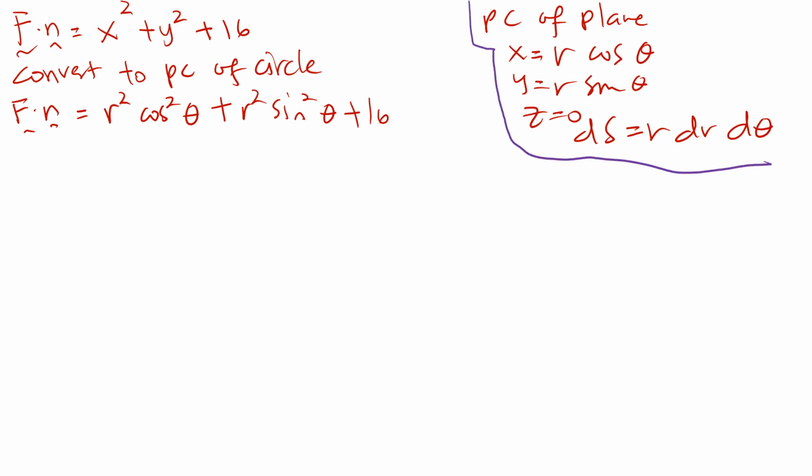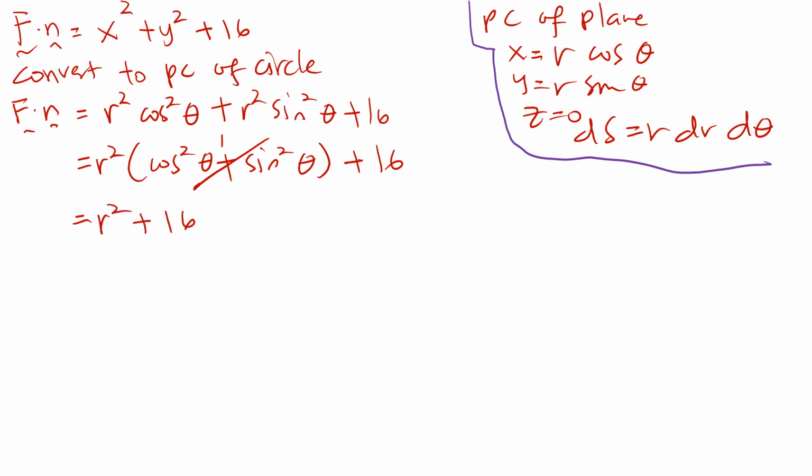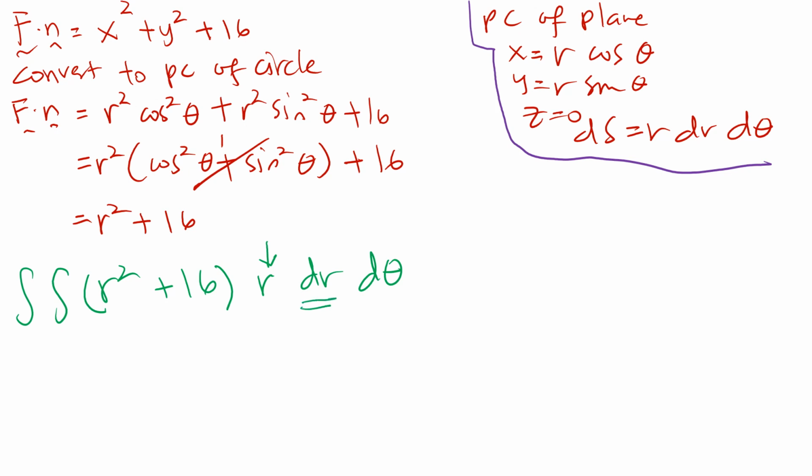Now simplify this, and you will get r squared times cos squared theta plus sine squared theta, plus 16. This is equivalent to 1, so you just have r squared plus 16. So you are going to integrate r squared plus 16, with dS as r dr d theta. My question is, do you have to substitute the value of r? If you still remember in the previous examples of the cylinder and also the sphere, I told you that you have to substitute the r because the integration is not with respect to dr. But now we have dr here, so just remain the r like this. So what you have to do is just expand it, so you have this.